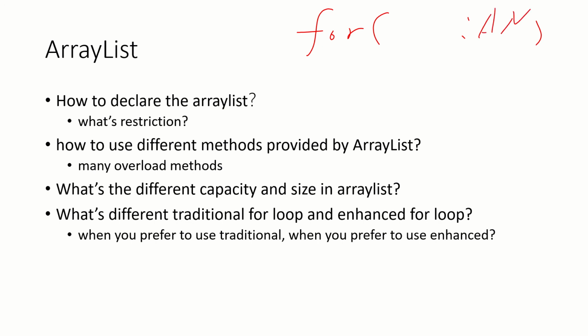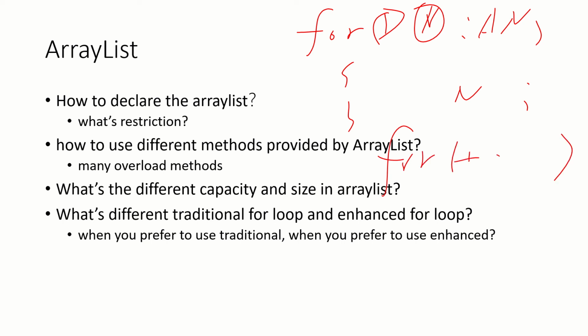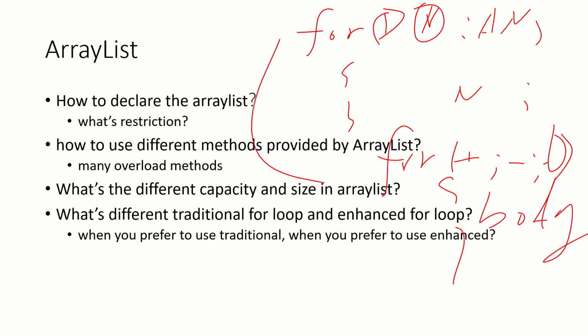For the enhanced for loop, you write the data type of the ArrayList element with an instance variable, then the ArrayList name. Every time you just use this variable. This is the enhanced for loop. The traditional one has initialization, a condition, and increasing or decreasing, then we go to the body. What's the big difference for these two?